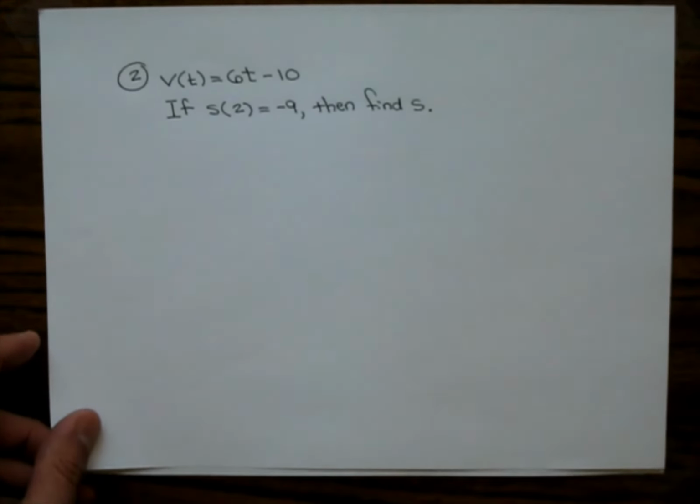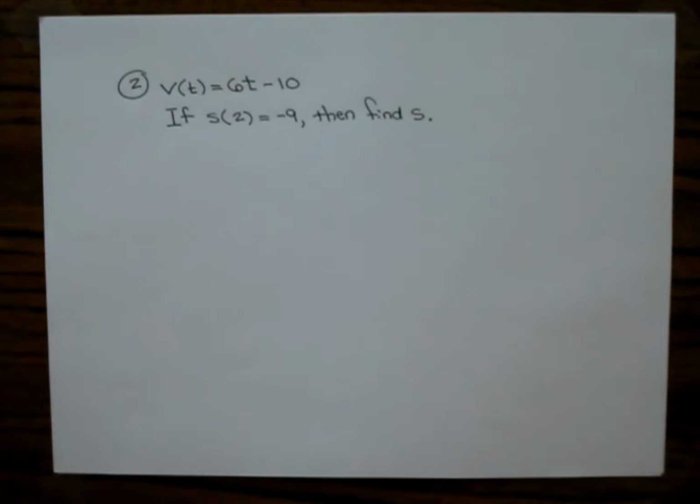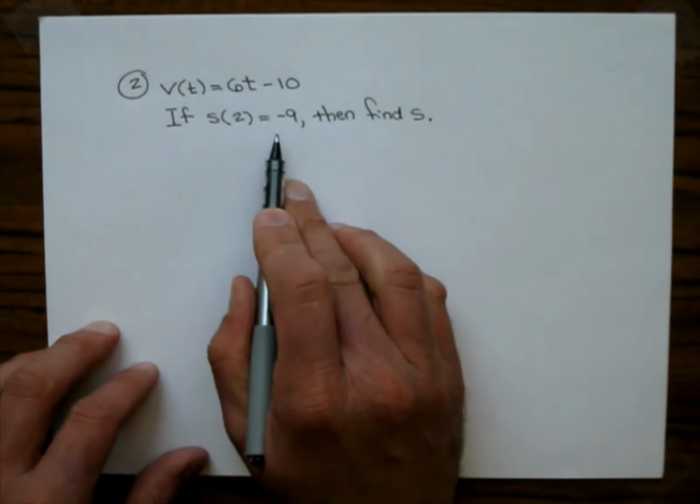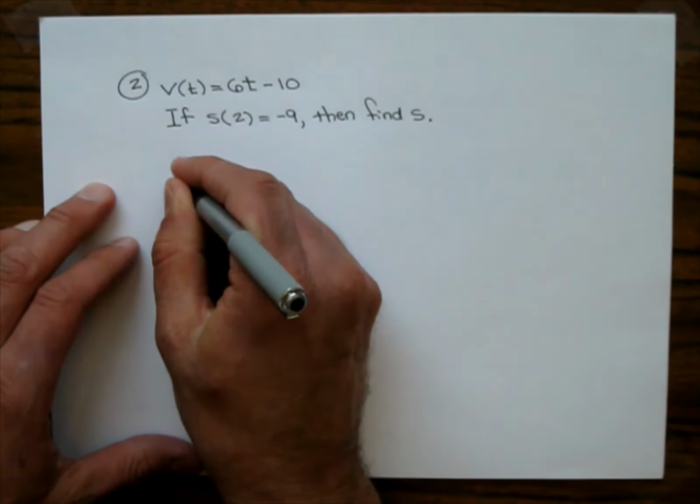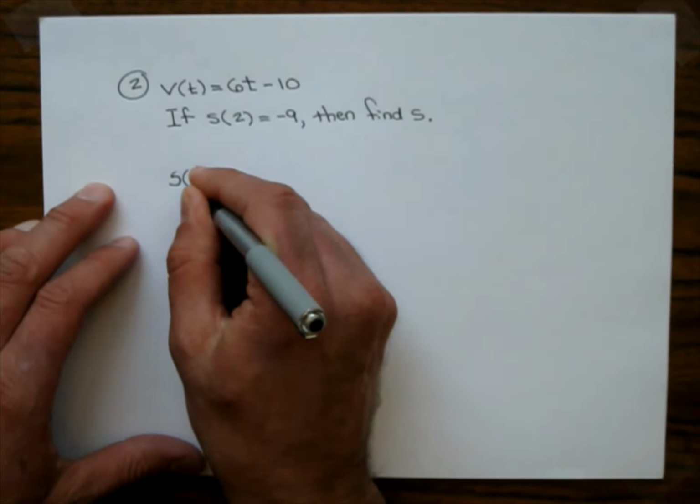Okay, so we have a velocity function. We have an initial condition there. S of 2 is -9. Find S. Okay, so the first thing I'm going to do with the velocity is take the antiderivative.